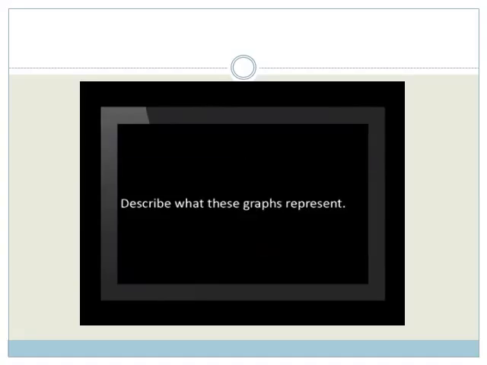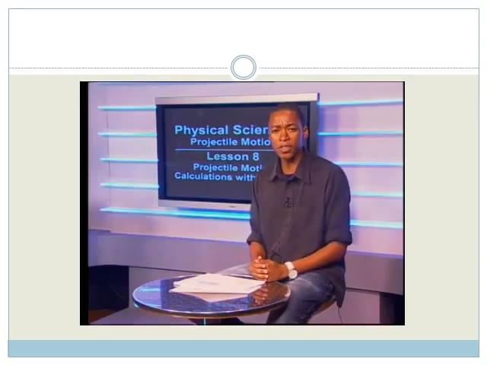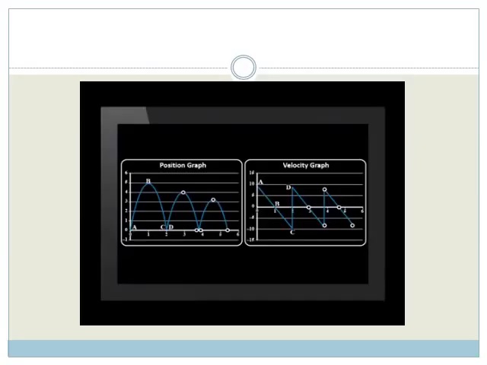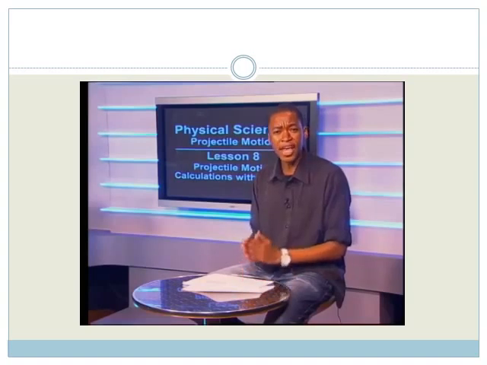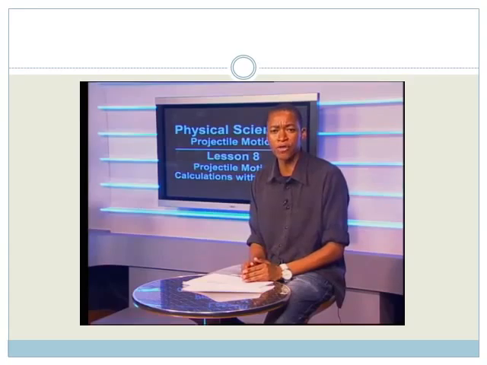Now first, describe what these graphs represent. These graphs could represent the motion of a bouncing ball. The graphs show the ball bouncing three times. Each time it bounces, it reaches a lower maximum height because the ball loses some of its mechanical energy. This energy moves to the environment in the forms of heat and sound energy.